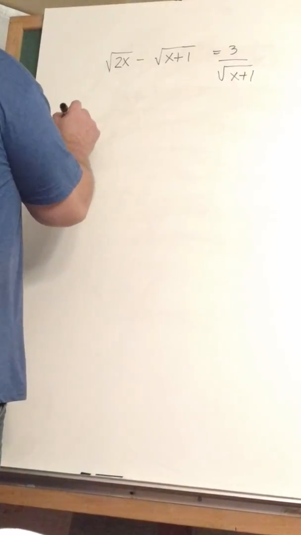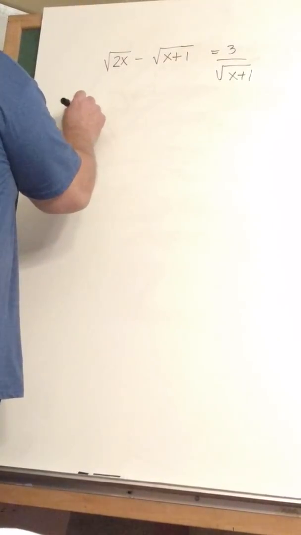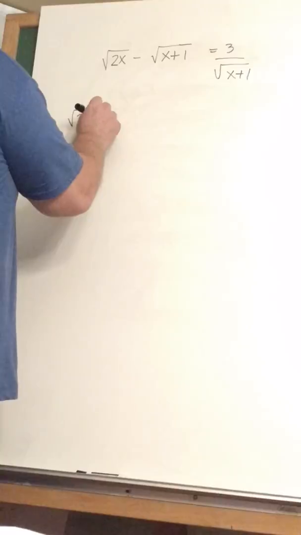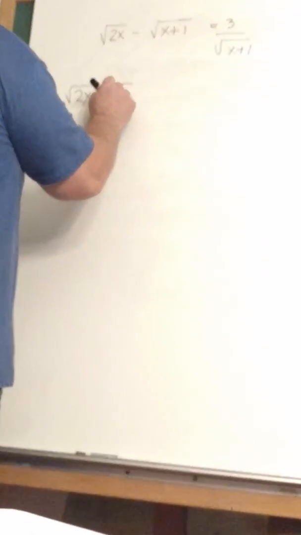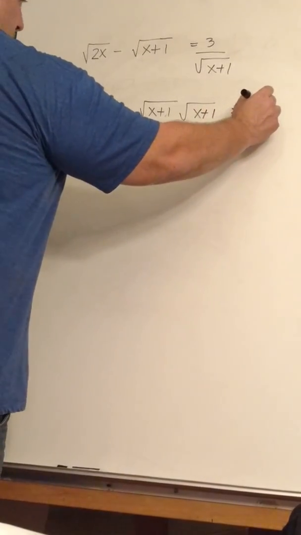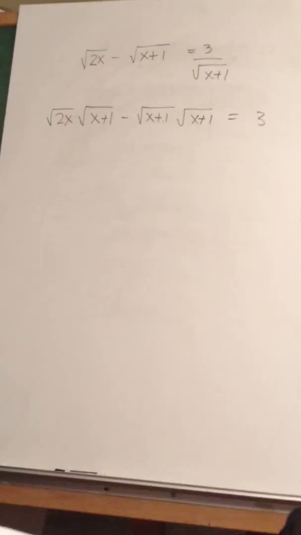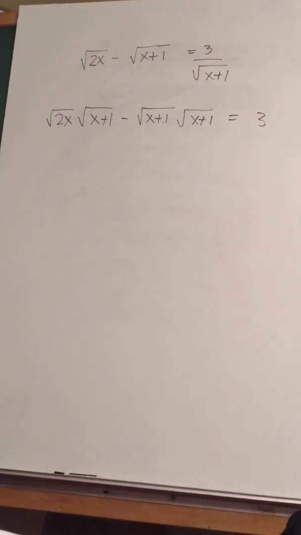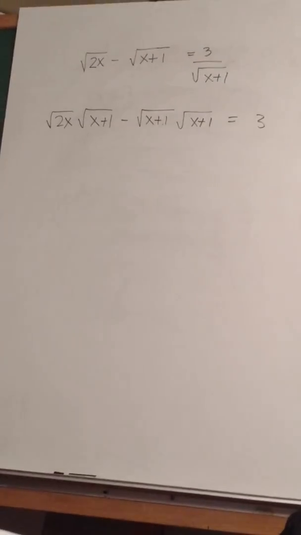Right? So it'll be square root of 2x times square root of x plus 1 minus square root of x plus 1 times the square root of x plus 1 will just be equal to 3. I can do that, right?